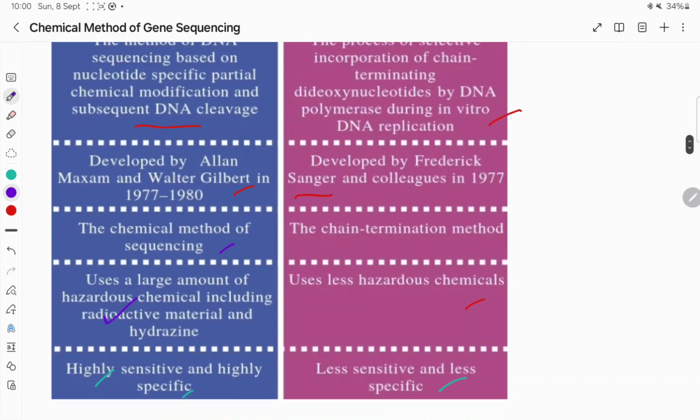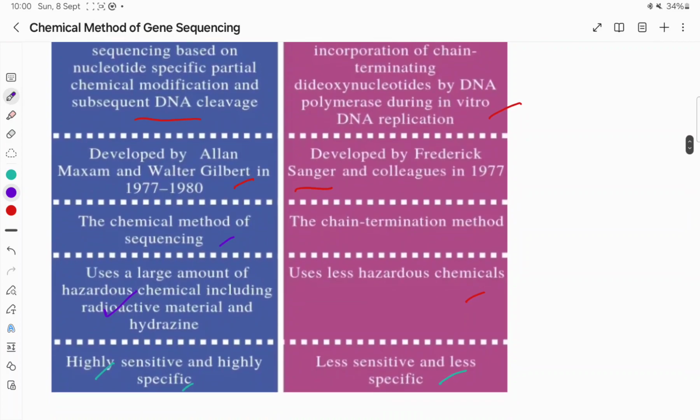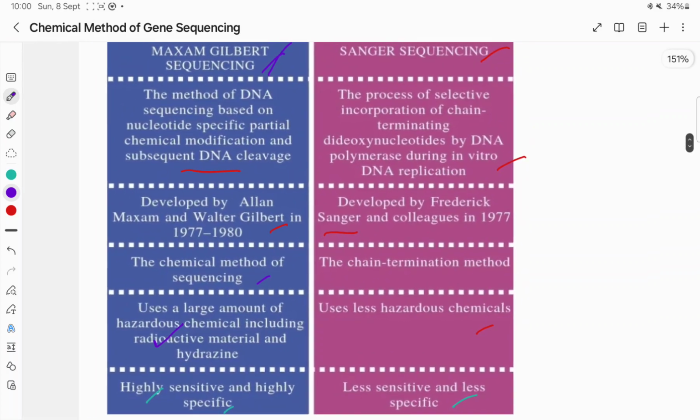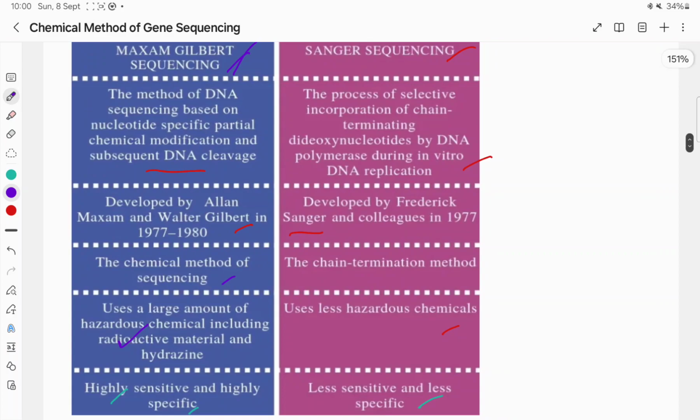And the points you can note down. We have already discussed the difference between these points of Maxam Gilbert sequencing and Sanger sequencing.